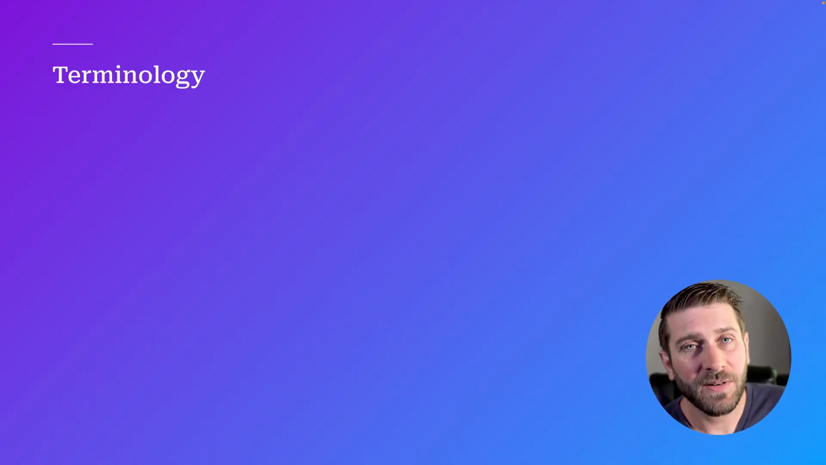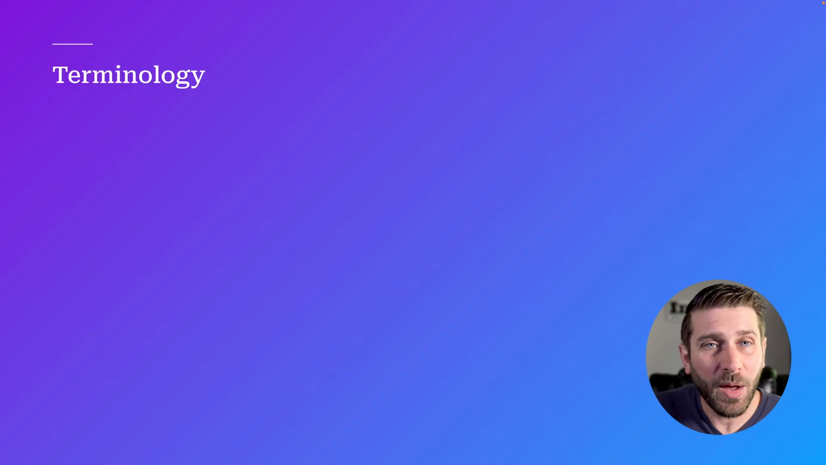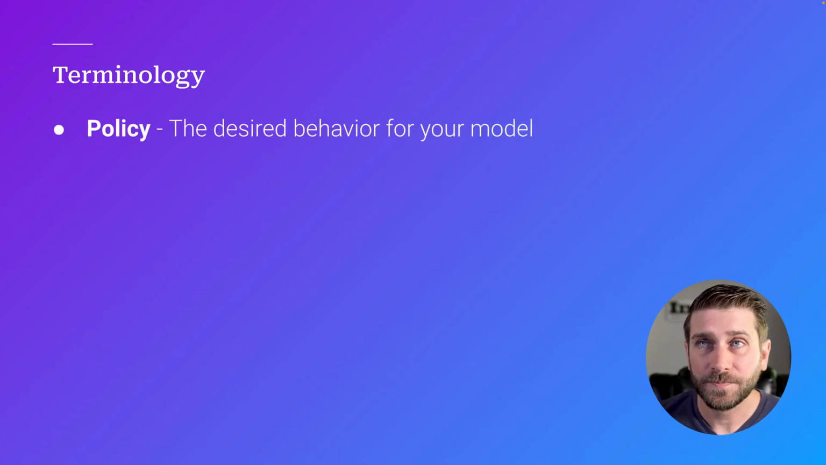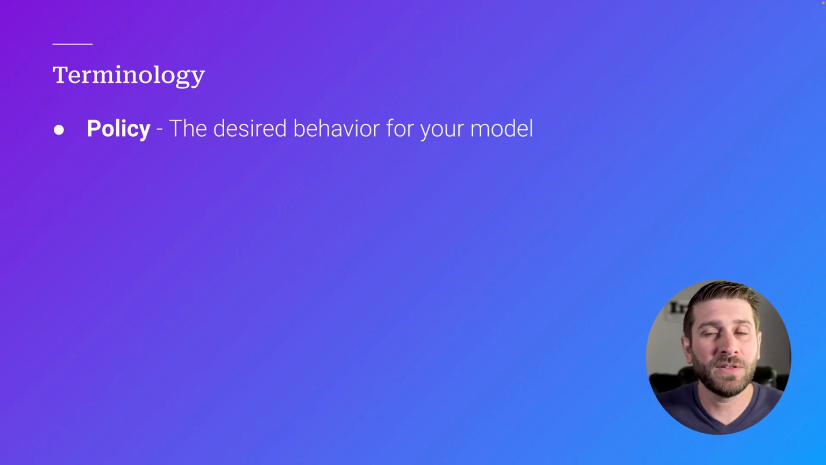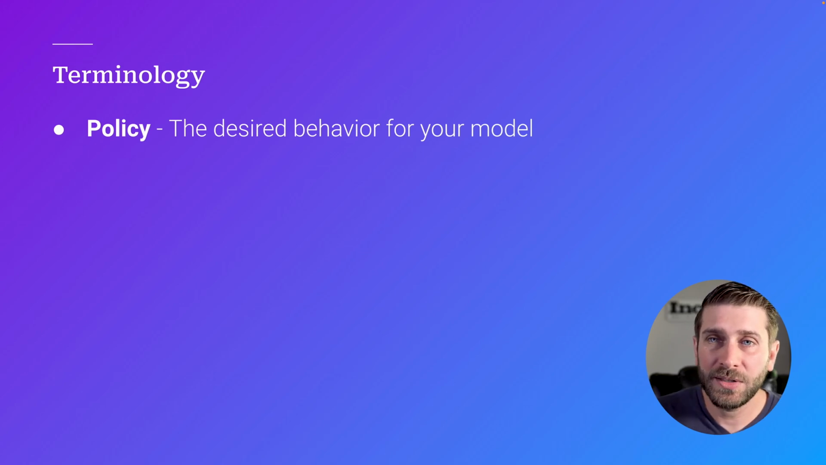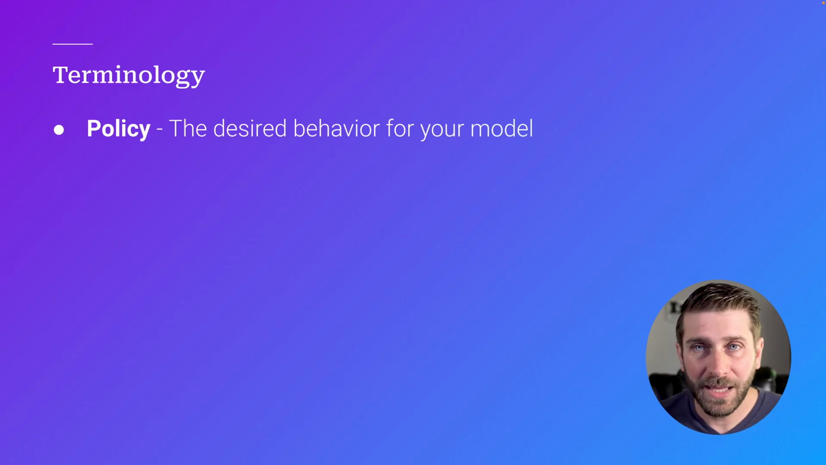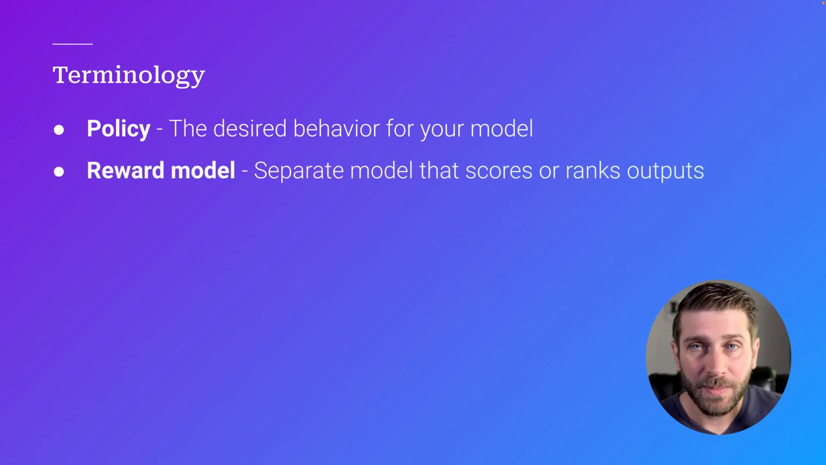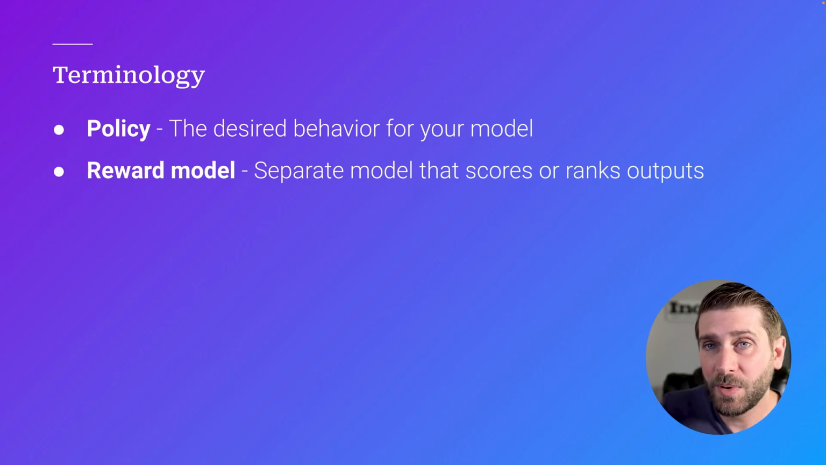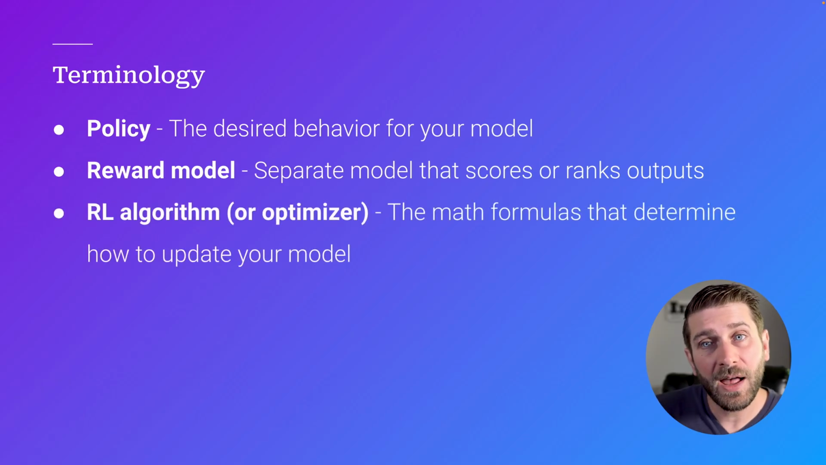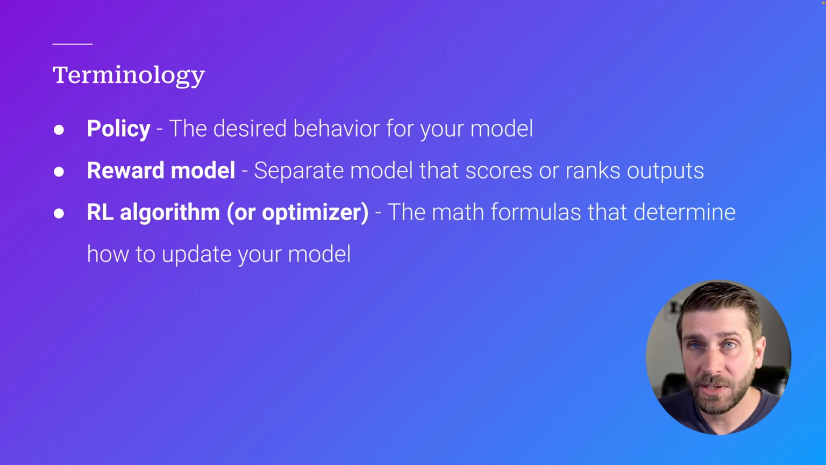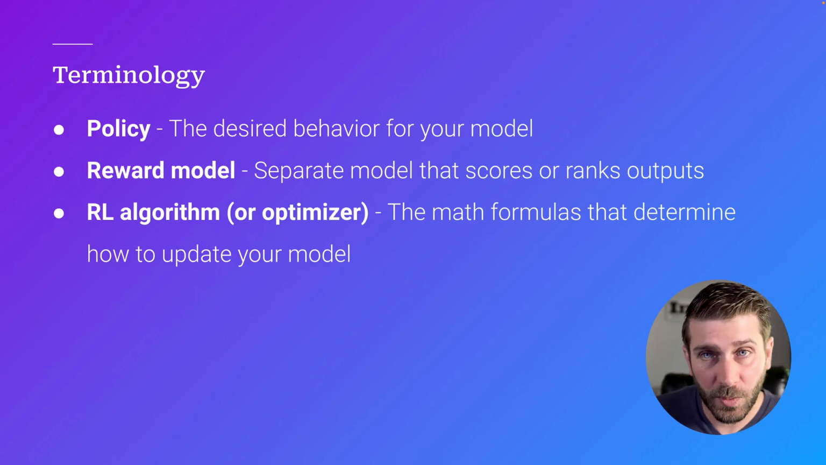Now, there's a bunch of terminology around this that I'll explain here, and this will help you if you end up reading any of these papers in the future. So policy is the desired behavior for your model. It's like, I want my model to follow this policy. Well, they're kind of using that term policy in place of the model, typically. So in your head, just substitute policy with my final model or my model that does what I want. Now, the reward model, I explained rewards with the mouse and the maze, but the reward model is this separate model that scores or ranks outputs. And then you need the RL algorithm or optimizer. These are the math formulas that determine how to update your model based on those rewards.